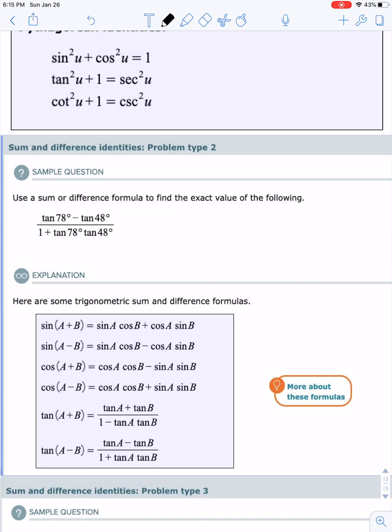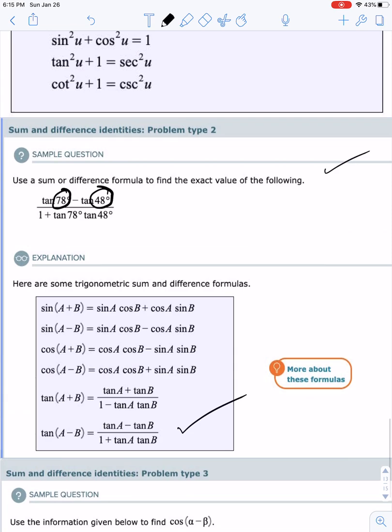Actually, I just want to go through one more. This is use the sum or difference formula. So you just want to look at your formulas and say, okay, which one matches this? I've got a tangent, a minus, and a tangent. So that's this one right here. That's A, and that's B. So that is tangent of A minus B, so that's tangent of 78 minus 48. And 78 minus 48 is 30. So that's tangent of 30.